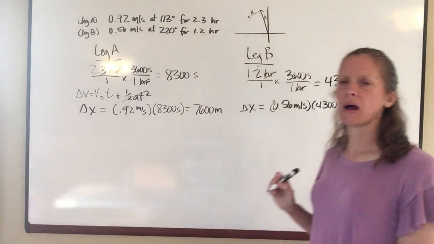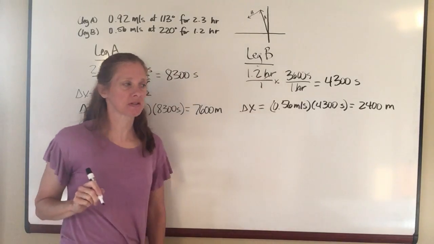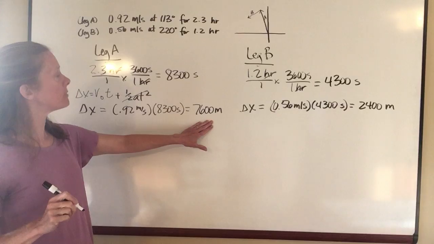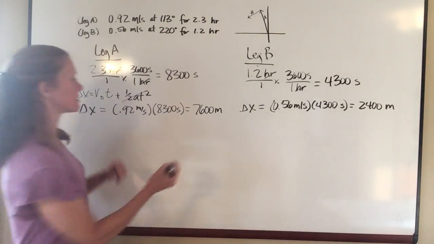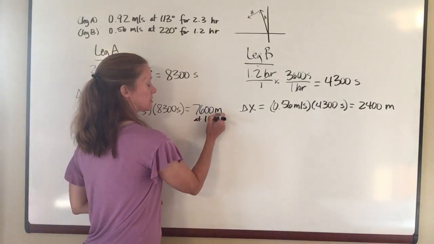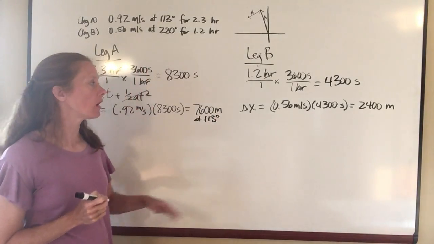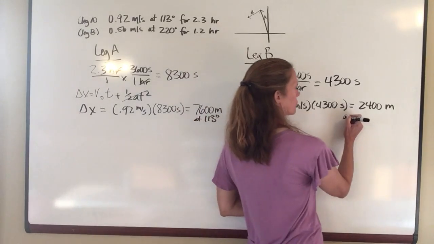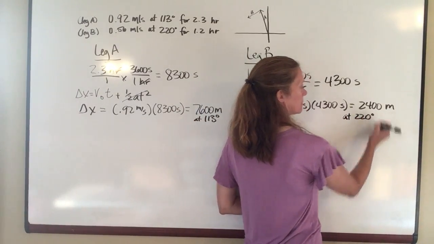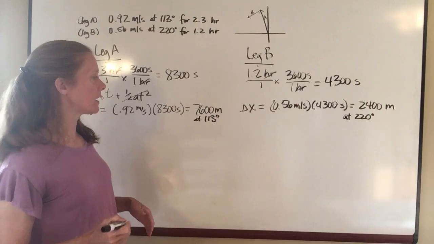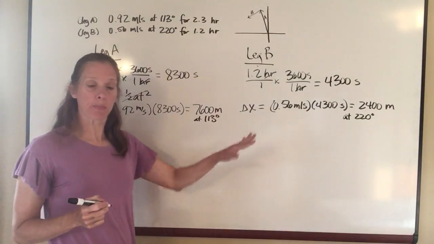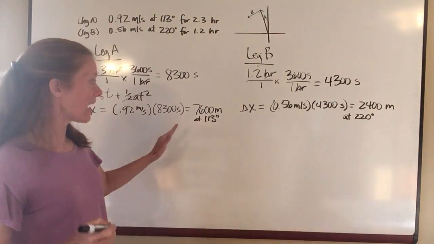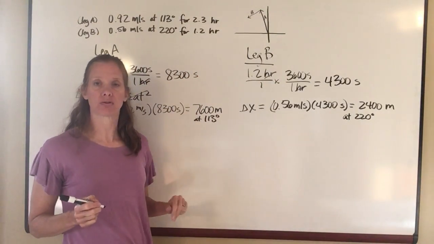All right, so I now have two displacements in two different directions. I have 7,600 meters, but this was at 113 degrees because that was the first leg of the journey. I have 2,400 meters, but that was at 220 degrees because that was the second leg of the journey, okay? Now that I have two displacements, since I'm being asked for the final displacement, again, this is adding two separate vectors together.